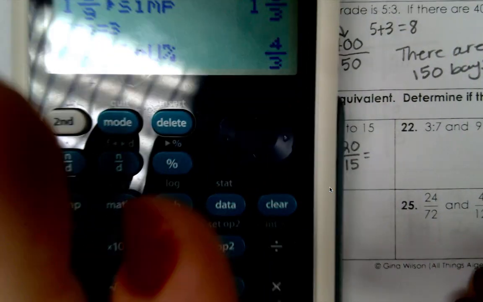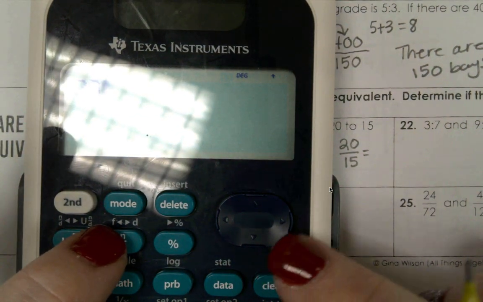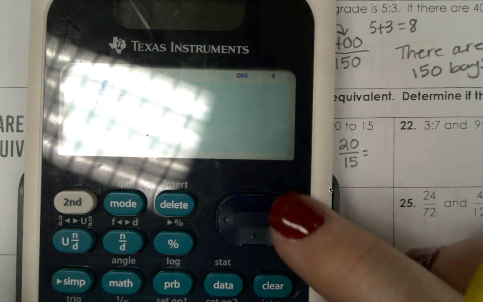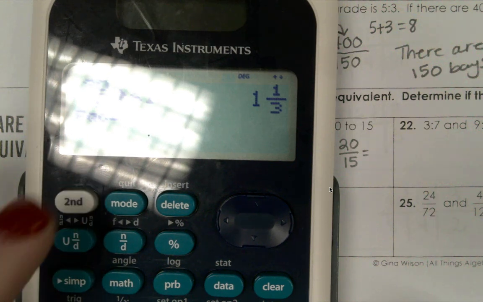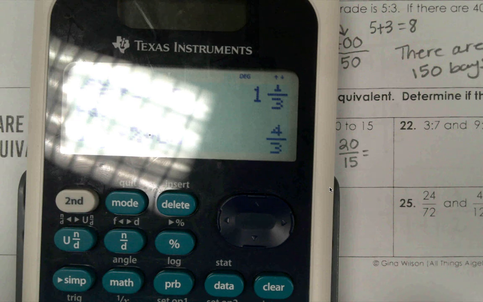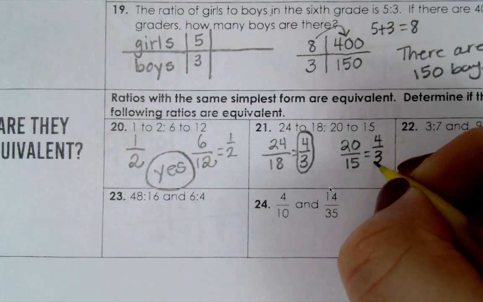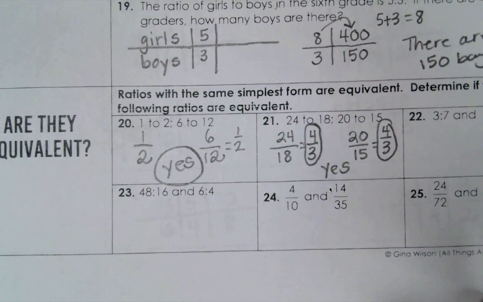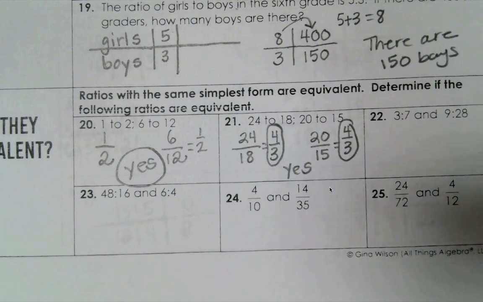20 to 15. Do I get the same thing? 20 to 15, simplify. Now I have that it's simplified, but now we're going to do second mixed number so I can make it improper, and I get 4 to 3. That's what you'll need to do with your calculator, and we can say yes. But Miss Collins, what if I don't have my calculator at school? Well, we'll talk about that in a second.